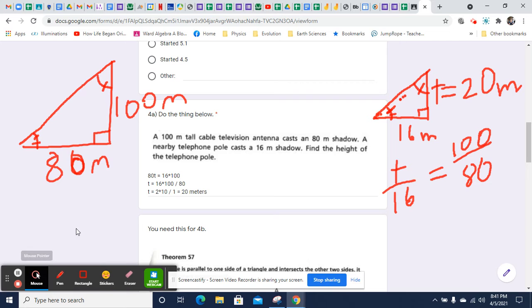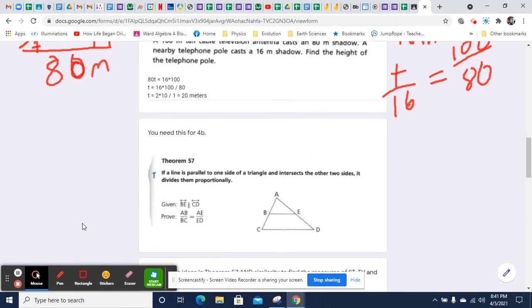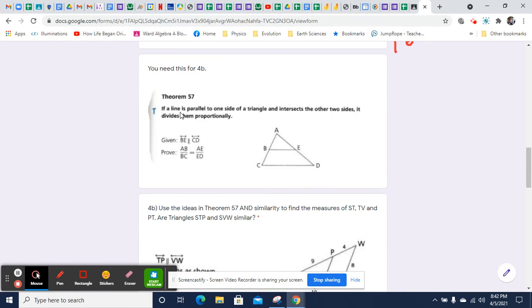Okay, cool. We got that one down. Let's take a look at 4b. Now, you're going to need this theorem. If a line is parallel to one side of a triangle and intersects the other two sides, it divides them proportionally.